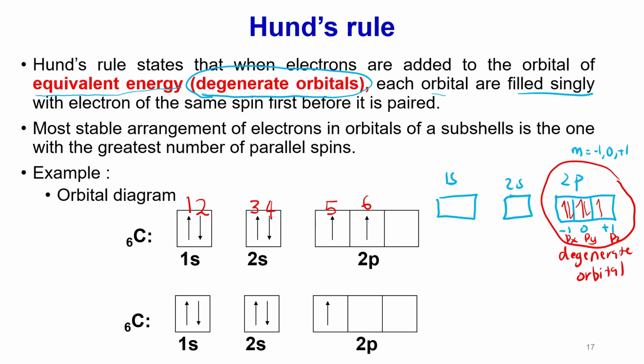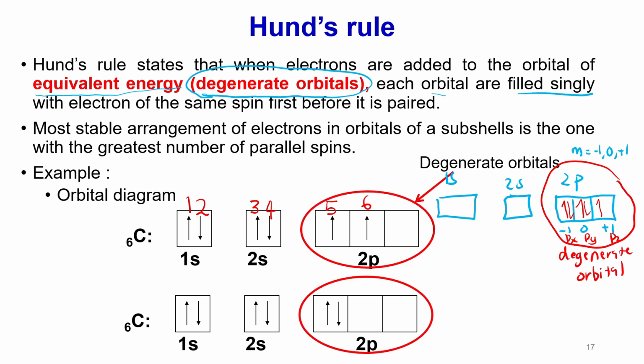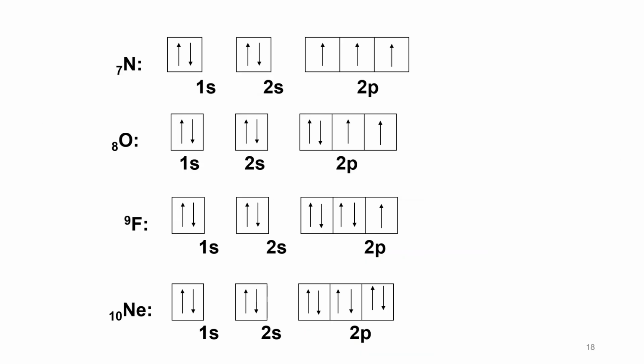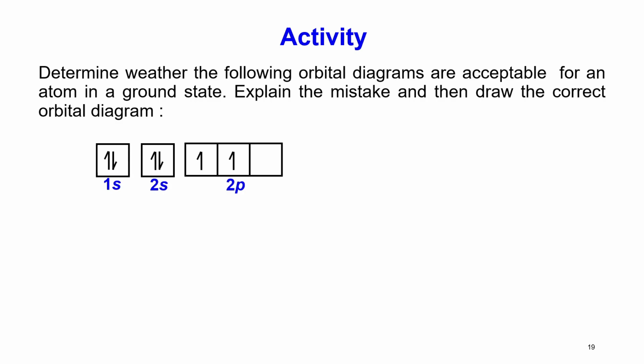Okay, so after 2s kita pergi 2p. Okay, macam ni salah. Mesti single dulu baru pair. Ya, so ini contoh untuk another atom. Okay, so yang ini activity. So explain the mistake and draw the correct orbital diagram.